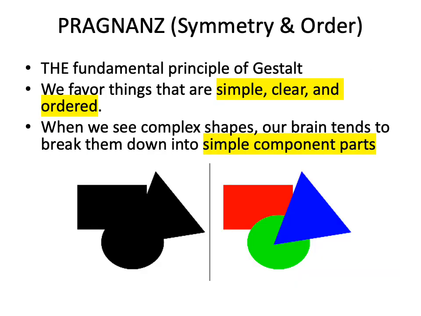Okay, so Prägnanz is our last principle, and it's essentially the fundamental principle of Gestalt, right? It's telling us that we favor things that are simple, that are clear, and that are ordered, and our brain is always seeking to process visual information in terms that are simple, clear, and ordered so that we can understand as fast as possible, right?